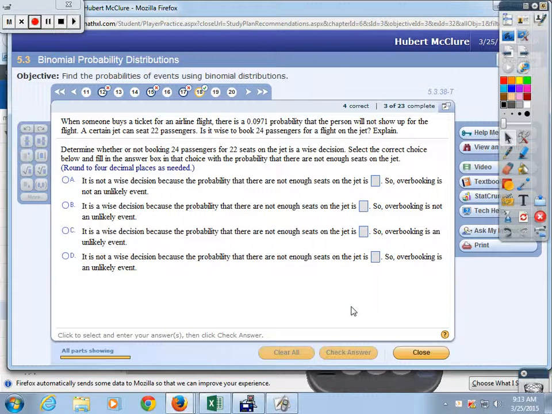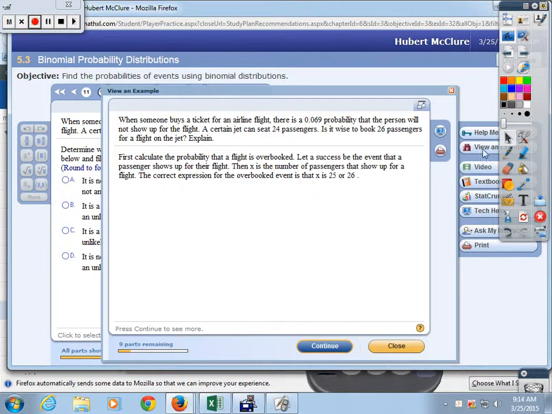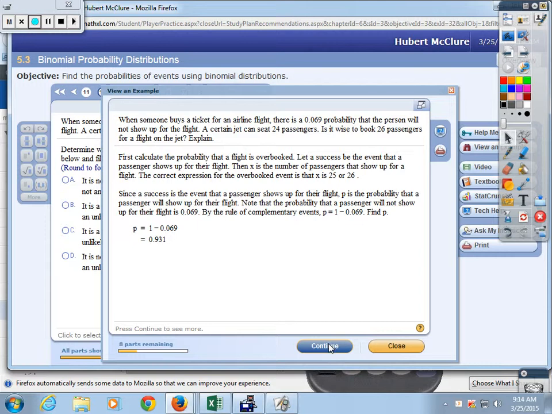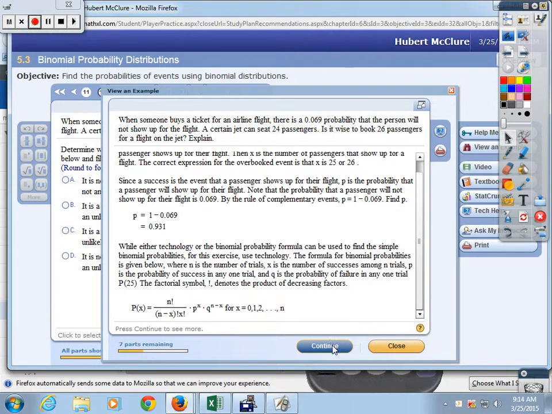So in this case, n is equal to 22, right? And p is equal to, now watch it here, because when someone buys a ticket, there is a 0.0971 probability. So that's the probability of a person not showing up. What is the probability of a person showing up? The complement of 0.0971. So you need to take 0.0971 away from 1. So do that. And then use that for your p.